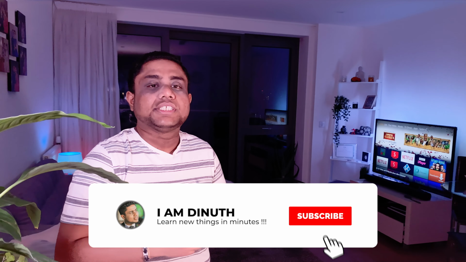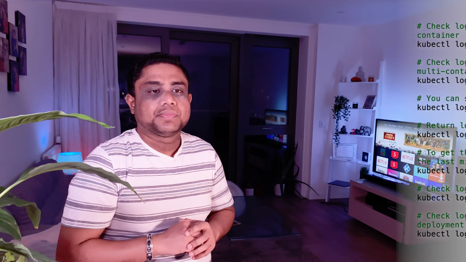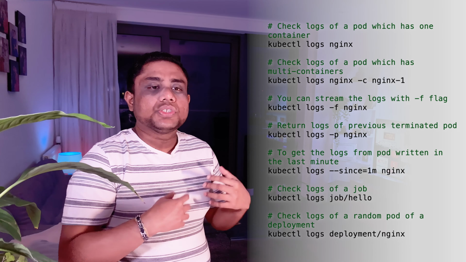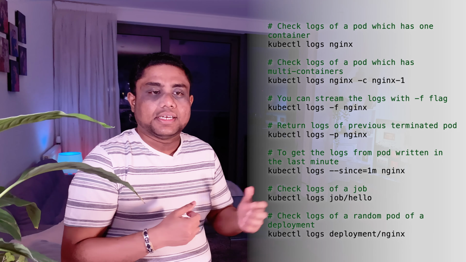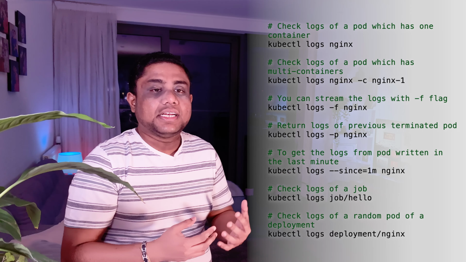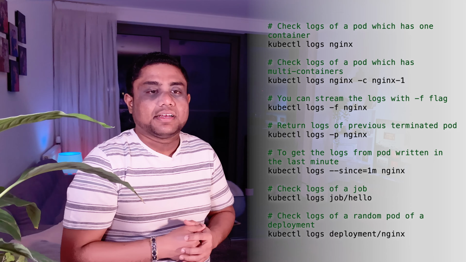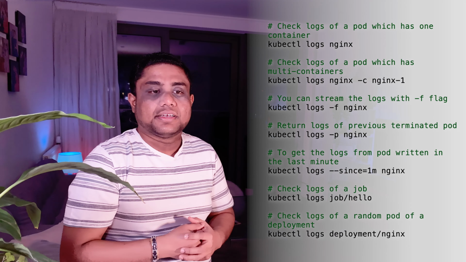Under the observability domain, you need to understand how to check the container logs as well. We have discussed logs in the earlier discussions as well. Let's refresh that knowledge quickly. kubectl logs nginx, the pod name, can be used to check the logs of the nginx pod which has only one container. When there are multiple containers, you can select the container by its name using the -c flag. You can stream the logs with the -f flag.